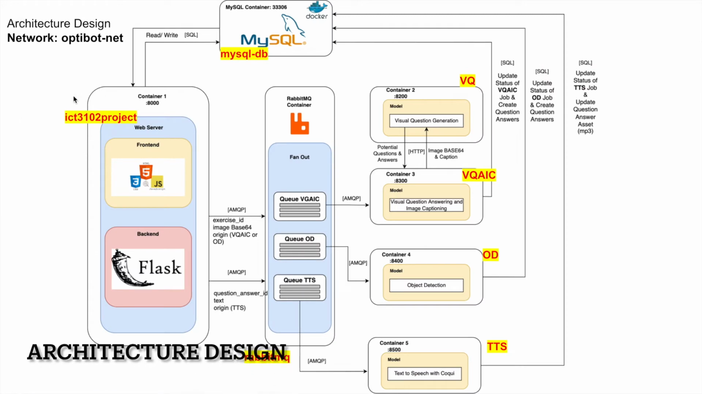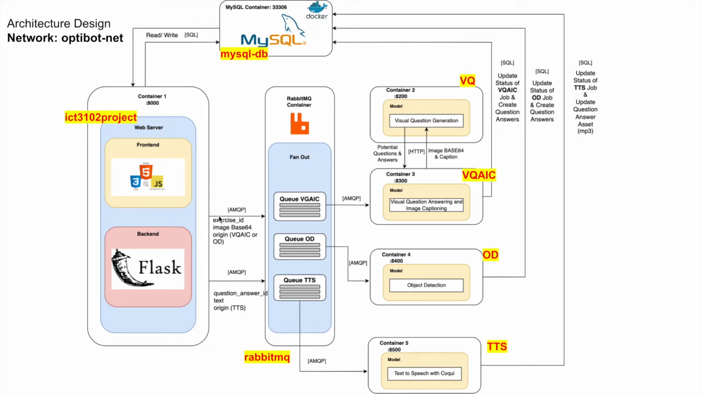So this is our architectural design. It's all running on Docker in a network called Optibot Net. So first up, we have our MySQL container storing all our persistent data. Next up, we have our web server containing the front end and back end. And for the back end, we're using Flask. So for this web server, you actually send jobs.